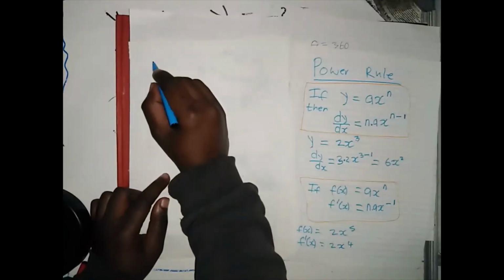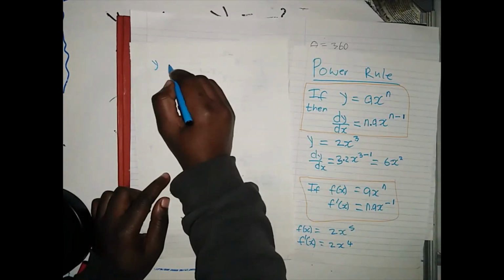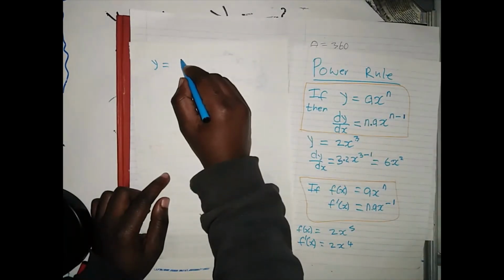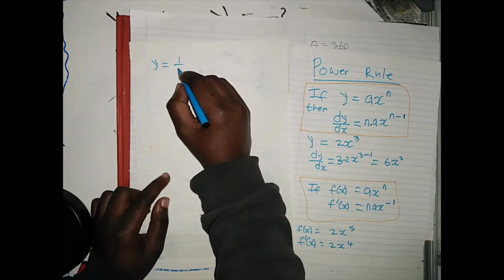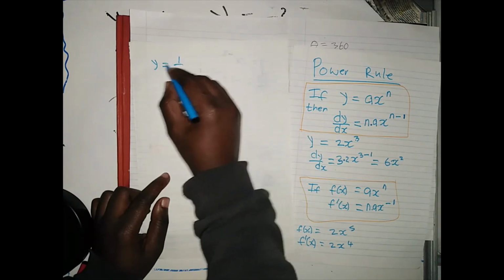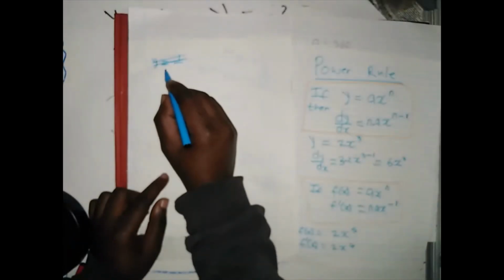We've got something like this one. We've got y, which is equal to 1 over, say, okay, I think I must do this one first before I even continue. Sorry.